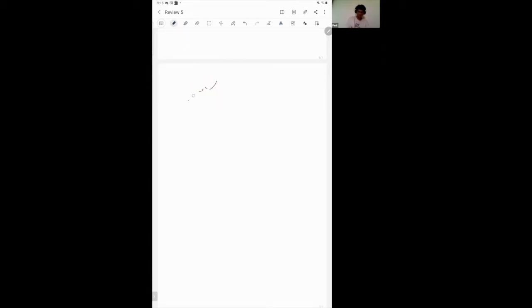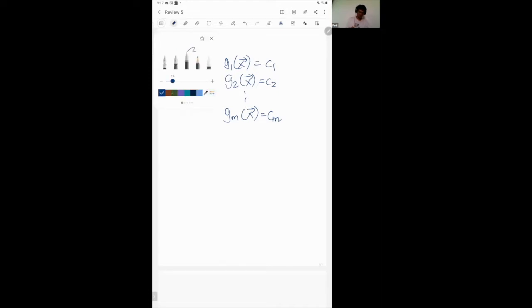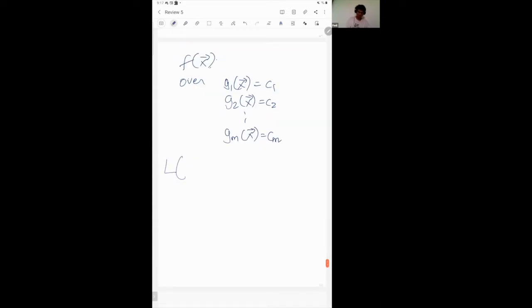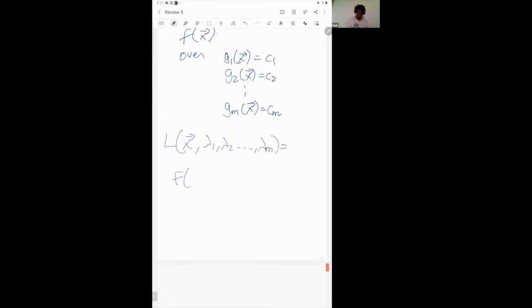And say you have multiple constraints: you want to optimize f of x subject to g1 of x equals c1, g2 of x equals c2, and gm of x equals cm. You can just add lambda 1, lambda 2, up to lambda m, so m different Lagrange multipliers, to do a free optimization over the Lagrangian. So now the Lagrangian would include lambda 1, lambda 2, lambda m, and then you would just do a free optimization over this thing. Yes, I hope you get the point.